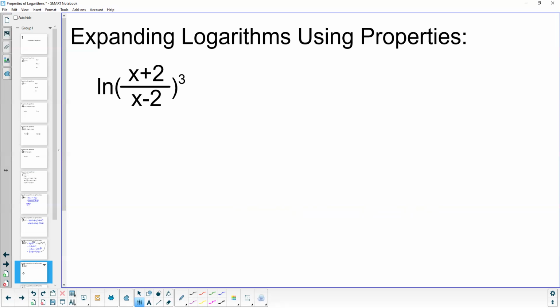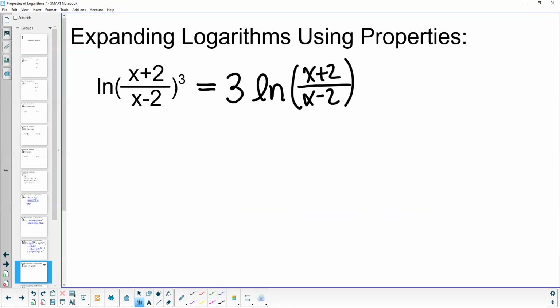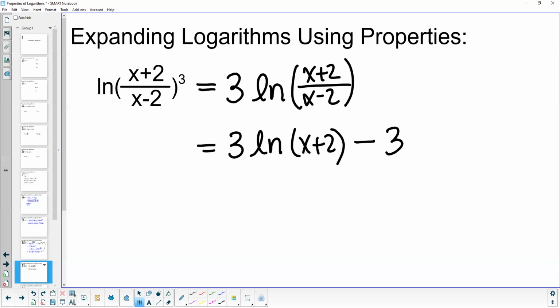Now, because I see a power applied to the entire quotient or the entire piece that I'm evaluating, I'm going to start with my power property. So that means I'm going to have a 3 times the natural log of x plus 2 over x minus 2. Now, our quotient property here tells us that those are going to get divided there. And when we divide logarithms, really what we're doing is we're subtracting them. So let's take a look at what that'll look like here. I've got 3 times the natural log of the top, which is x plus 2, minus 3 times the natural log of the bottom, x minus 2.